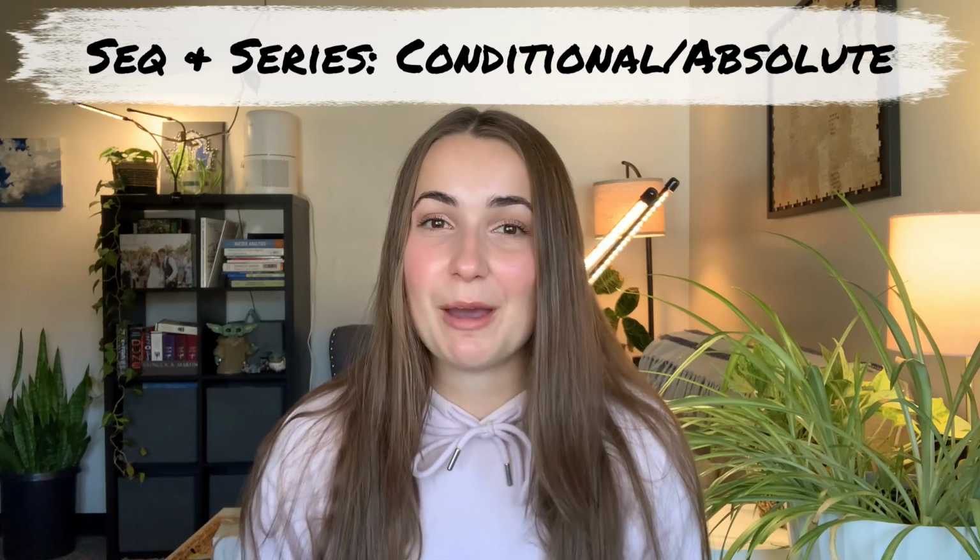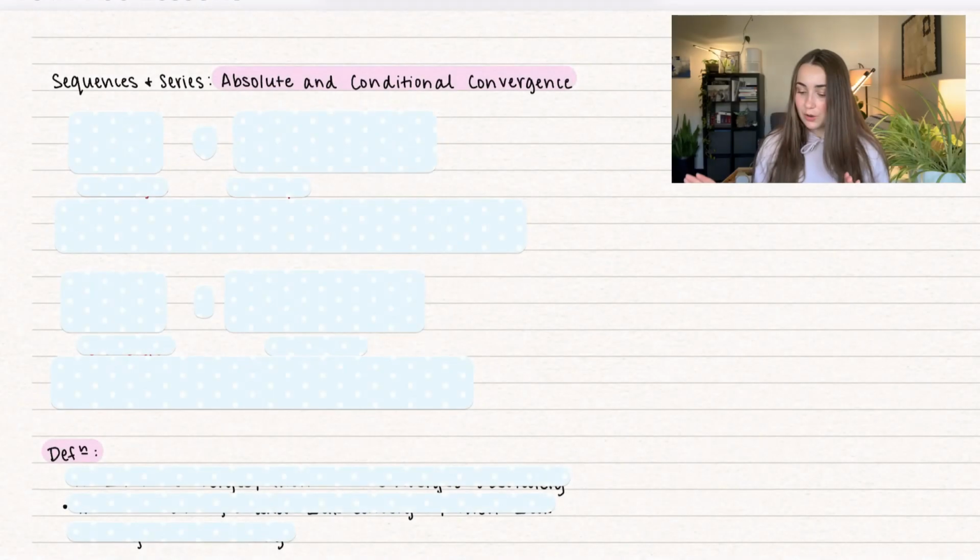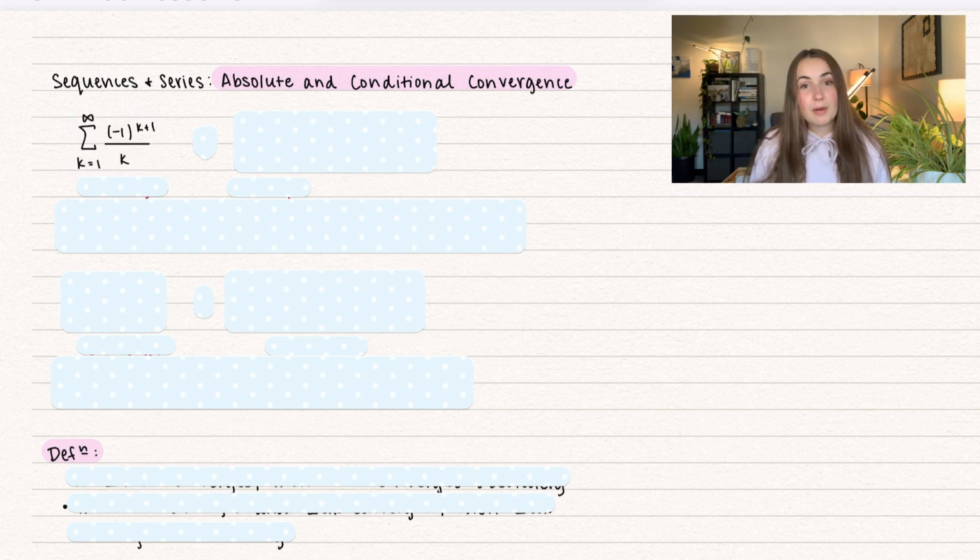Today we're working in our sequences and series, and we're going to be talking about if a series converges absolutely or conditionally. So let's go ahead and dive into it. This is with alternating series. So here's a great example. We have the alternating harmonic series.